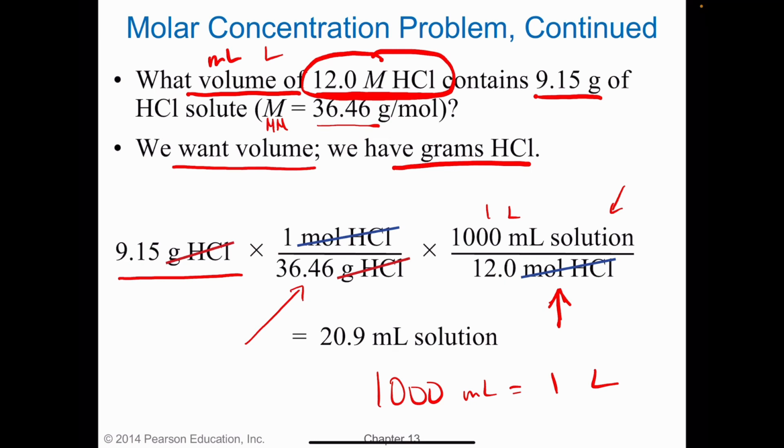It doesn't really matter. But we're going to set it up like this so that grams cancels and then moles of HCl cancels when we use the molarity, when we divide by that 12. And then make sure that they're multiplying by 1,000 just so they get milliliters. But if you did this problem and got your answer in liters, then you should get 0.0209 liters. And those mean the same thing. 0.0209 liters is the same as 20.9 milliliters.